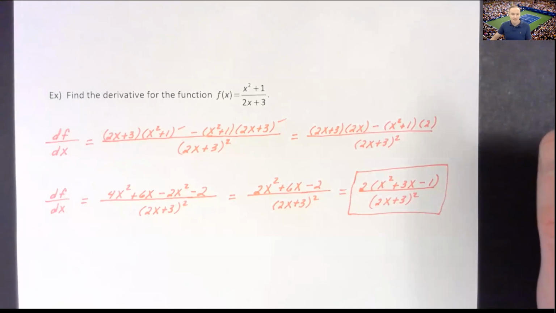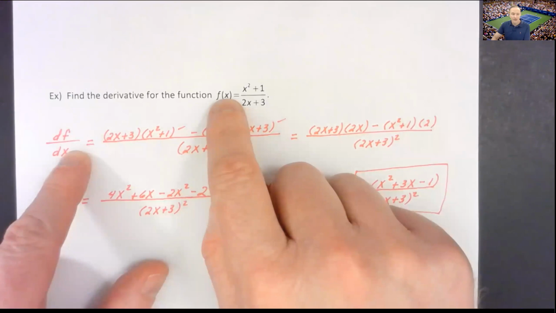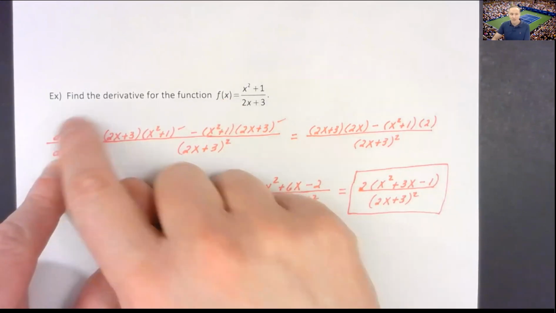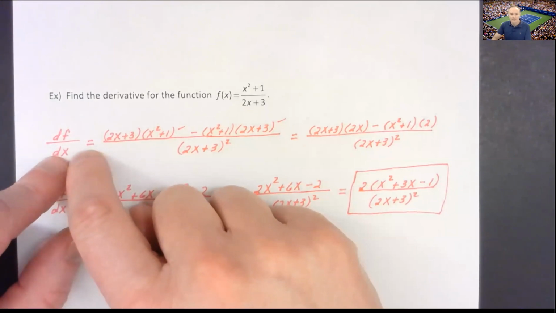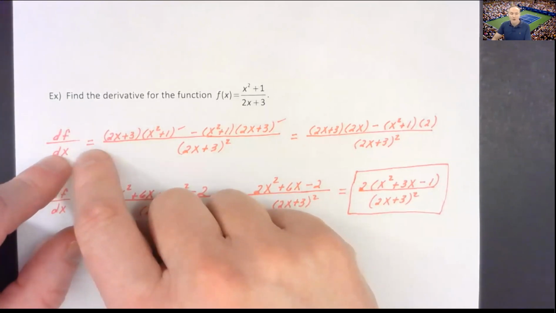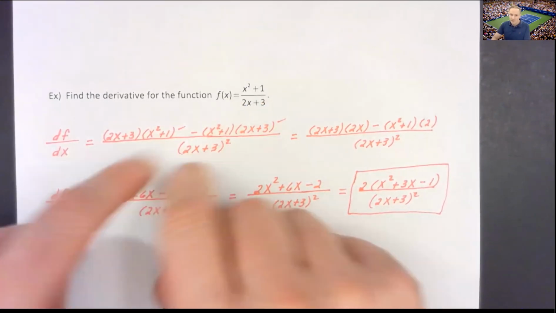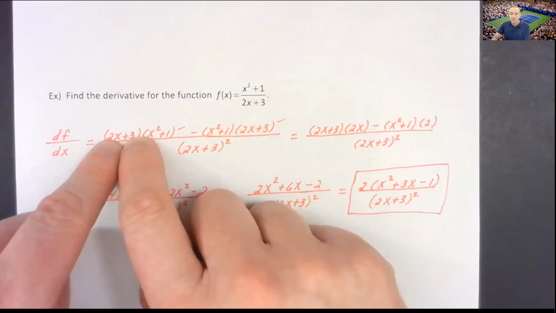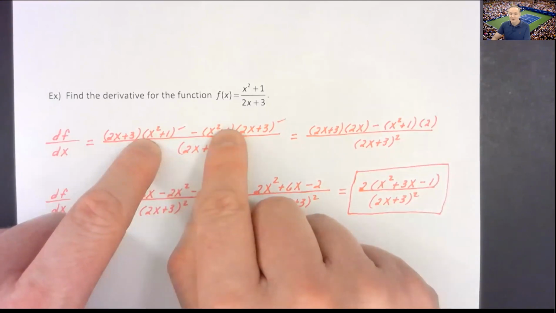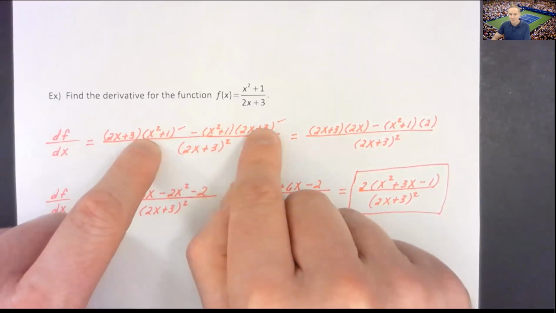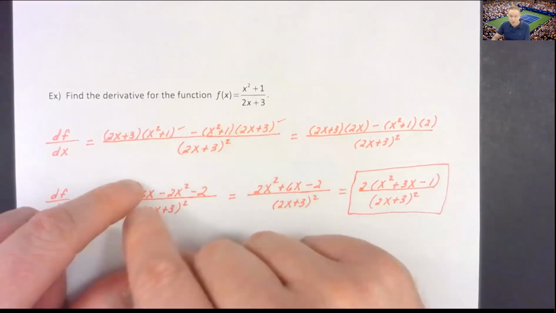This time I'm using the Leibniz notation, df dx. Newton would have just said f prime of x. Leibniz would have said the change in f, or the derivative of f with respect to x. And then I can say, or df dx is fine. When I take that derivative, I square the denominator. That's the first thing I would do. Then I bring that denominator to the numerator times the derivative of the numerator minus the numerator times the derivative of the denominator.